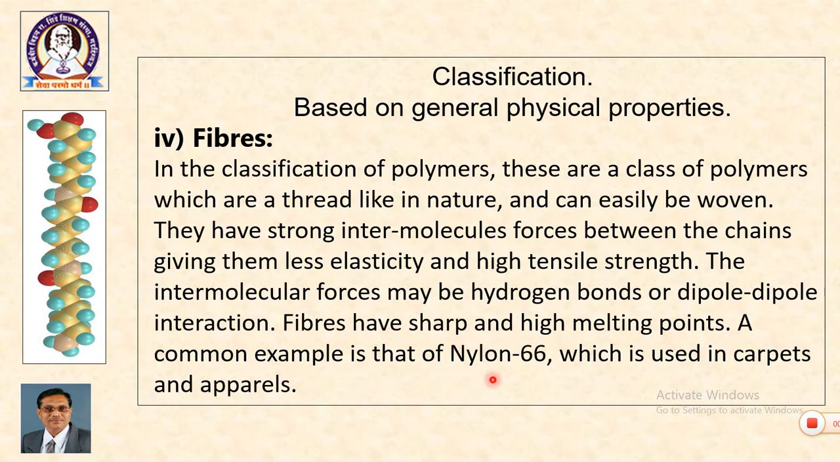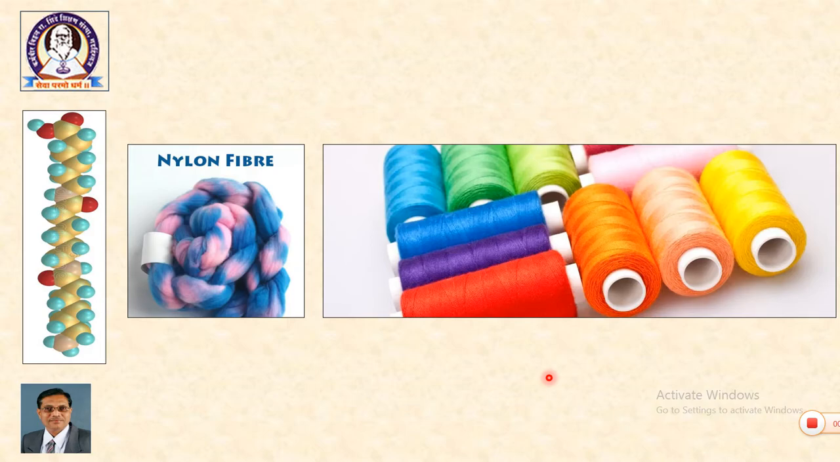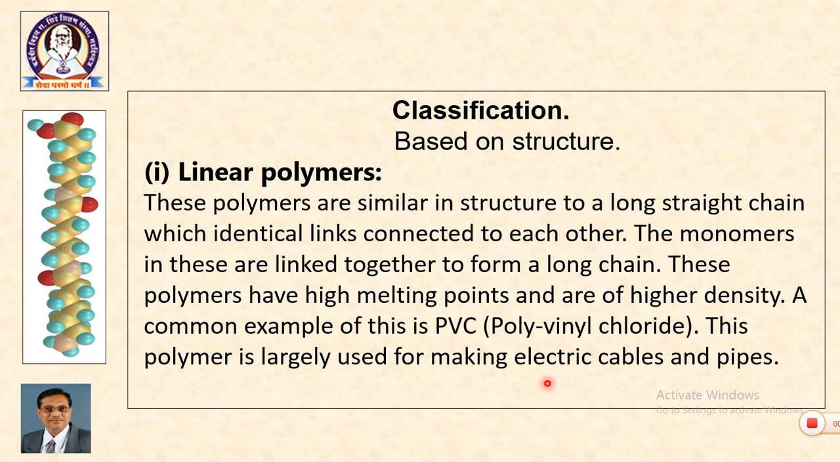A common example is nylon 66, which is used in carpets and other articles. Okay, these are the examples of fibers. So, the next classification is based upon the structure. When we consider the structure of the polymer molecules, the first type is linear polymers.